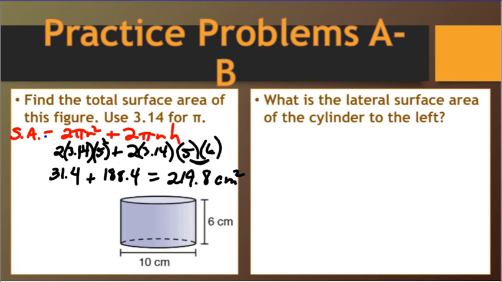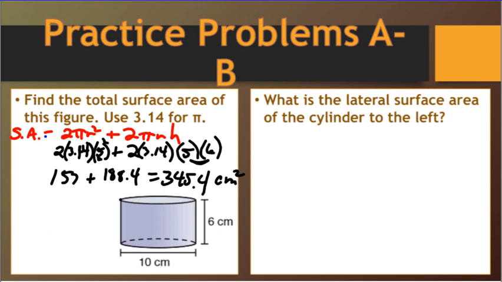With this one, I just noticed I made a mistake here. This first part, it's not 2 times 5, because this is a 5 squared. So it'd be 50 times 3.14, which would give us 157. And that would change our answer. So if I add 157 to 188.4, I get 345.4 square centimeters. So it's always good to double check, make sure that you're using the formula correctly and inserting the numbers correctly.